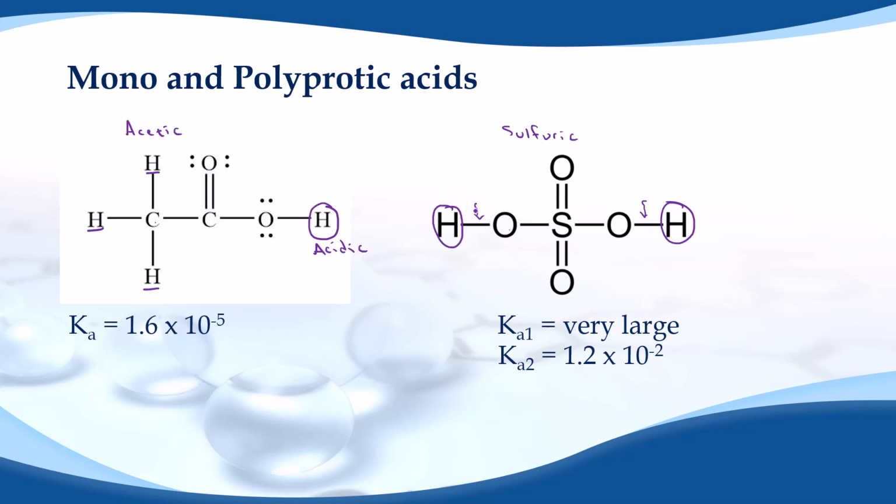After we break off this first bond, let's say we break this bond right here, the bond on the right becomes slightly less polar, because now we have this full pair of electrons here that doesn't have to worry about the hydrogen at all. That makes this bond less polar. It makes this second hydrogen a little bit harder to remove than the first one. In fact, 1.2 times 10 to the minus 2 is that equilibrium constant.